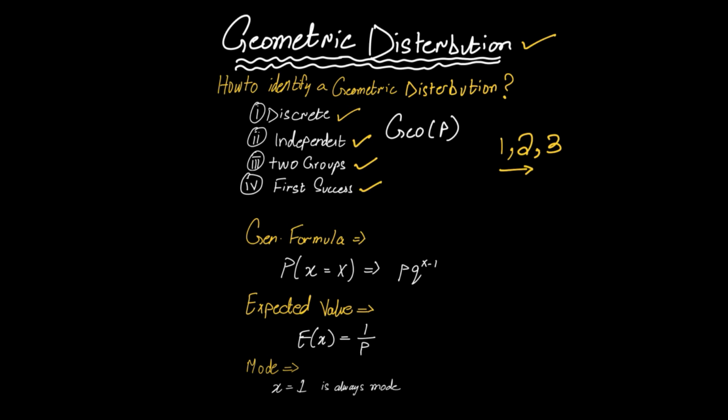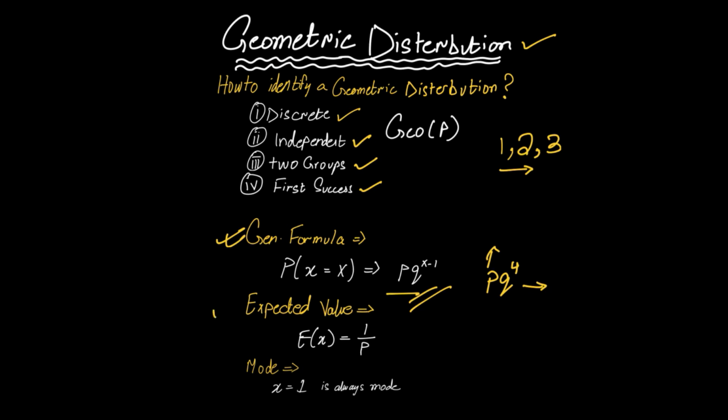Alright, now let's look at some general formulas. Now the first general formula is this. What does this represent? For example, they ask you in a question, find the probability of success in the 5th try. So you'll use this formula, p q to the power 4, because 5 minus 1 is 4. What you're basically doing here is failing the first 4 times and then succeeding the 5th time.